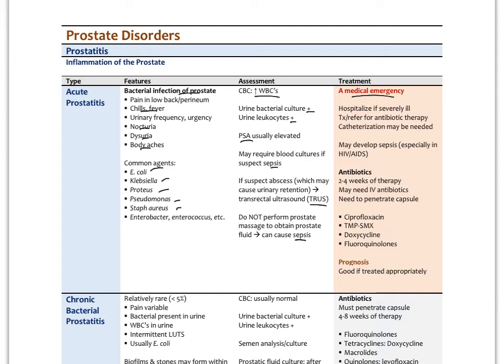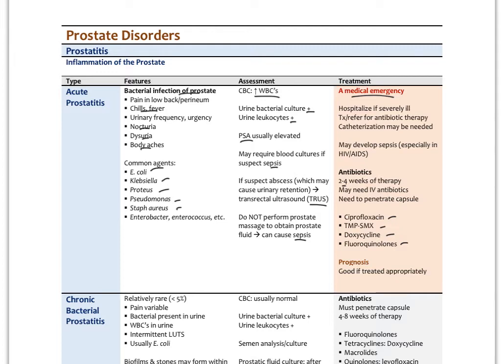Patients will usually need to be hospitalized if they're severely ill, and they might need IV antibiotics, and they might need to be catheterized. They can develop sepsis, and this is most common in immunocompromised patients with HIV/AIDS. The antibiotics typically are given for 2 to 4 weeks. Again, they might be given intravenously. The difficulty with the prostate is there's a capsule around it and it gets very poor blood flow. So it's difficult to get the antibiotics via the bloodstream into the prostate. But typical agents would be Cipro, the TMP SMX, the Bactrim, doxycycline, and the fluoroquinolones, and they're given in combinations often for acute prostatitis.